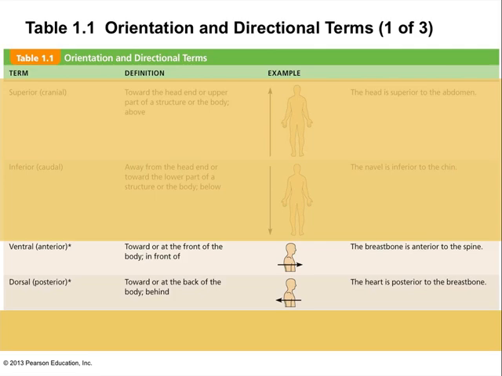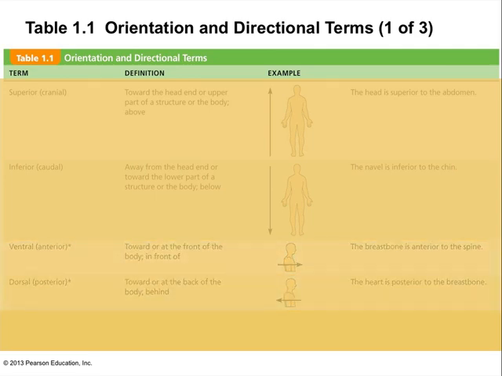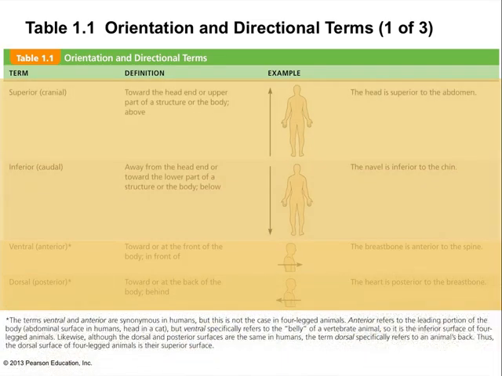Now, that raises an interesting issue. And the issue is that humans are a little different than many other animals in the world. We stood up, and when we stood up, we twisted all of the references on this page around. Ventral and anterior are synonymous in humans, but it's not the case in four-legged animals.